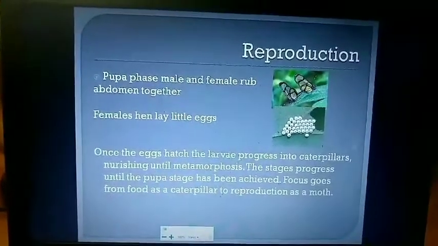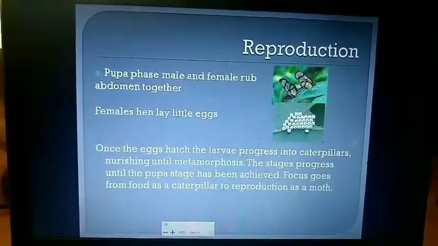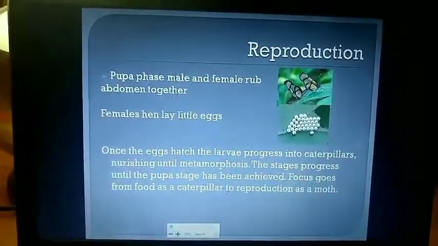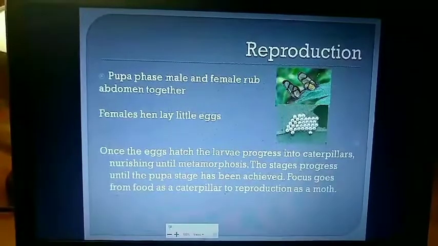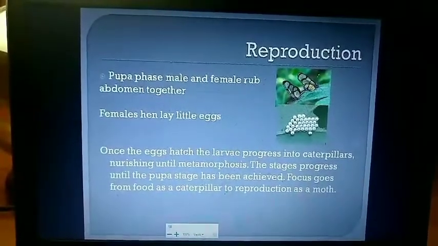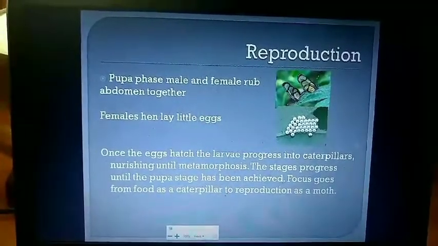Reproduction occurs in the final stage of the moth life cycle, where two adult moths rub their abdomens together and the female lays eggs. The larvae grow into caterpillars. The caterpillars metamorphosize into the pupa stage moth.